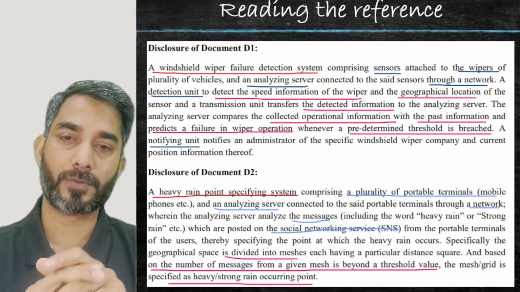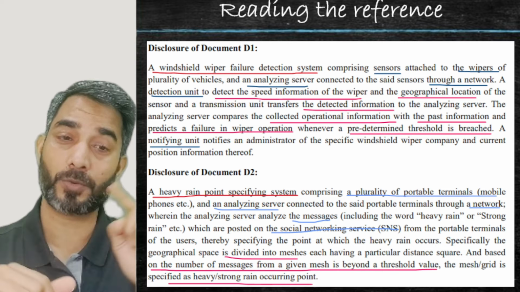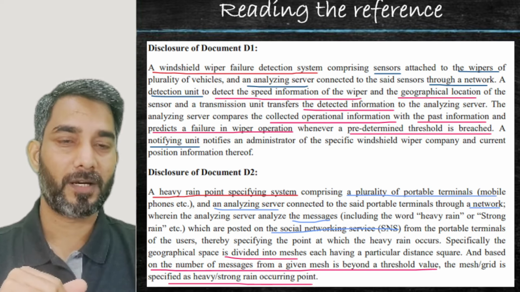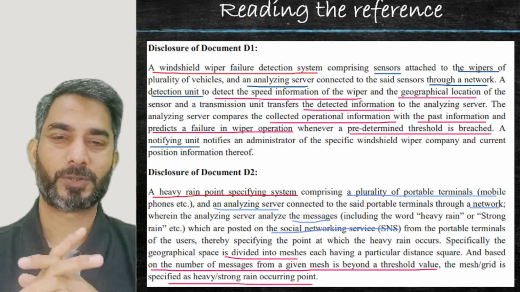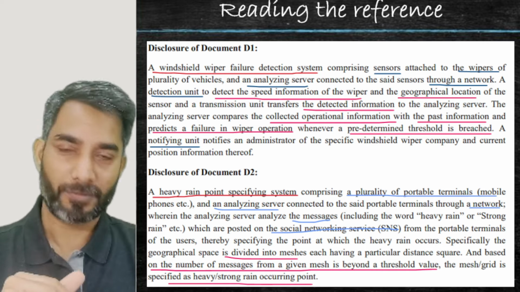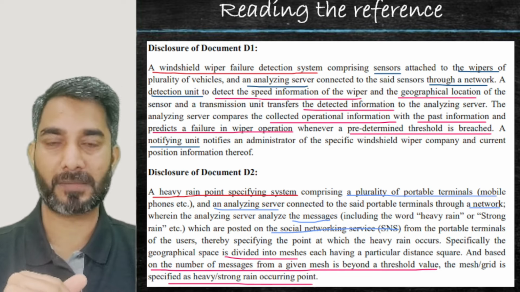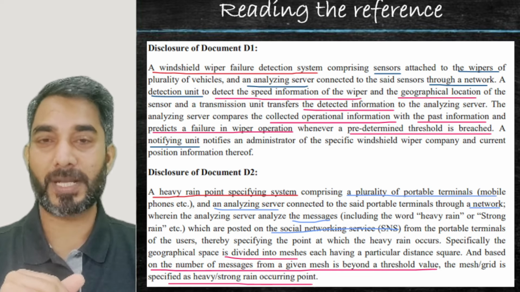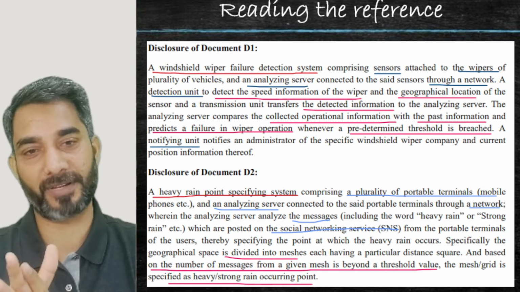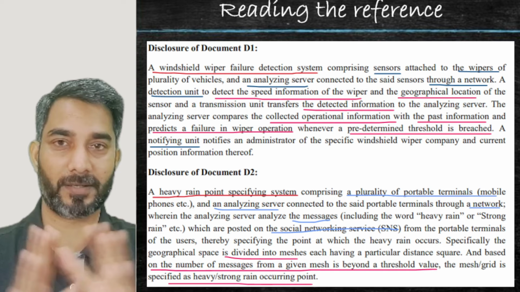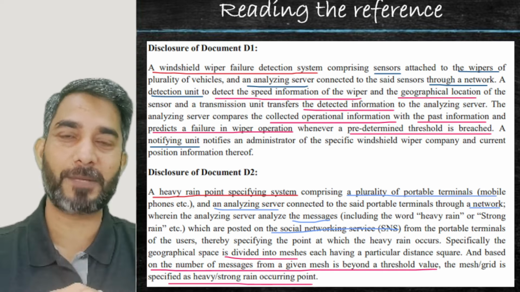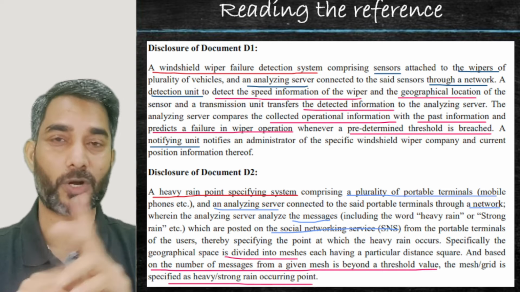A notifying unit notifies, so there we were sending information to another portable unit. Here we are notifying an administrator of a company basically. So what's happening is it's actually maintenance of the wiper. Before the wiper fails, we want to send information to a wiper company so that proactive maintenance can happen for the wiper before the wiper fails. So there is no rain prediction here. So at least, it may become a little tricky, but then you can still talk about novelty here.